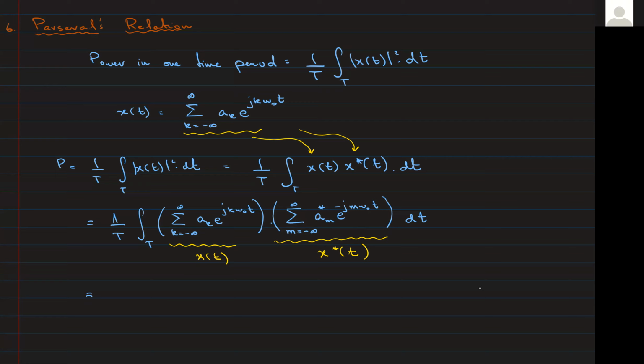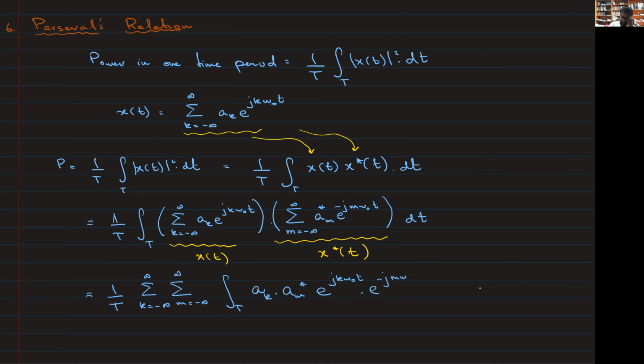Sir, you can take the summation of m to the other side, and then you can combine the exponentials and the k's and am's. All right. So what I will do is I will take the summations outside of the integral, because everything is linear. So the summations can come out of the integrals. This is k going from minus infinity to plus infinity, this is m going from minus infinity to plus infinity, and this is the integral. I combined everything up, right? So this is a_k times a_m conjugate, e raised to power j k omega naught t, and e raised to power minus j m omega naught t, dt.